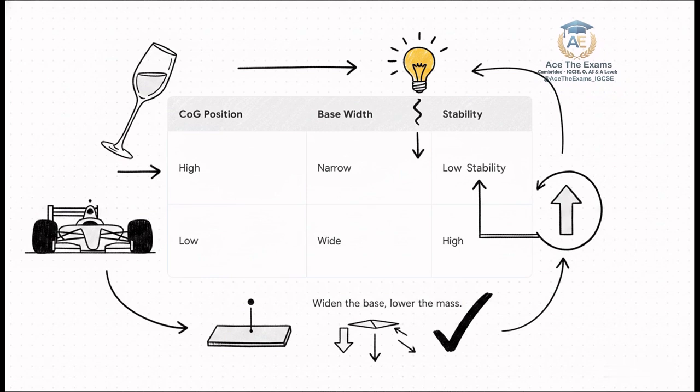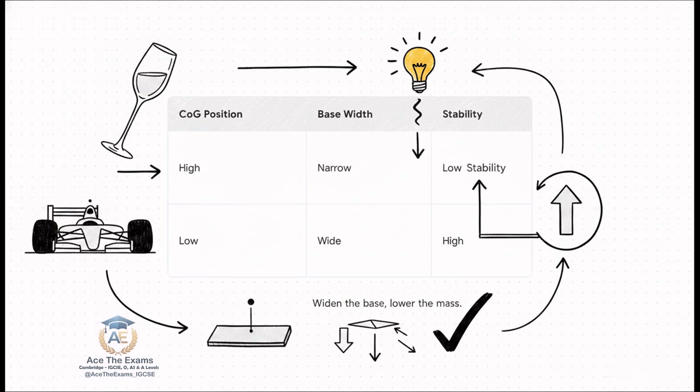Let's do a quick interactive workshop right now. I want you to run a 60-second timer in your head. Do a quick data scan of this table on the screen, comparing center of gravity position, base width, and resulting stability. What is the ultimate formula for maximum stability? Look closely. An object with a high center of gravity and a narrow base results in low stability. Think of a really tall, ridiculously thin wine glass. One tap and it's gone. But an object with a low center of gravity and a wide base results in high stability. Think of a Formula 1 racing car hugging the track.